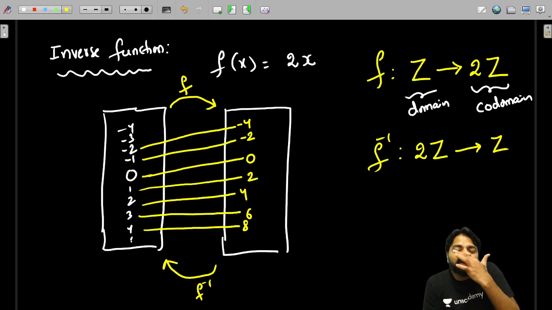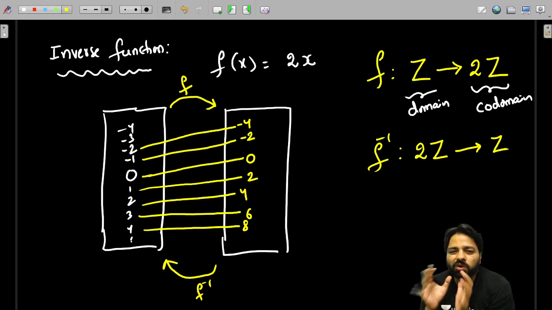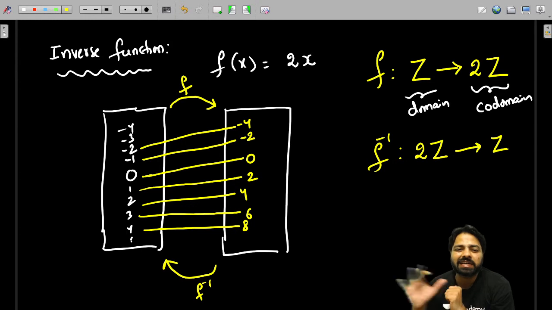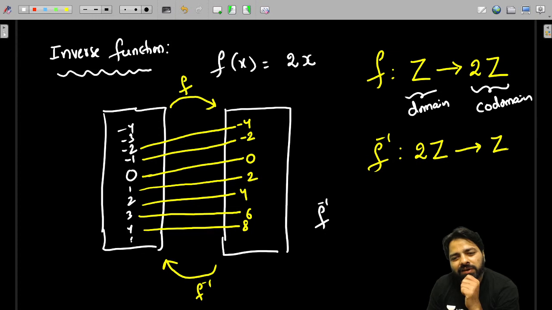So how many of you understood the domain and codomain? That's very, very important. If you say the codomain is just Z, then definitely f inverse does not exist. You can't apply f inverse here. Now for every element of the codomain I can find f inverse. If I want to apply f inverse of x, what do you get? x by 2.